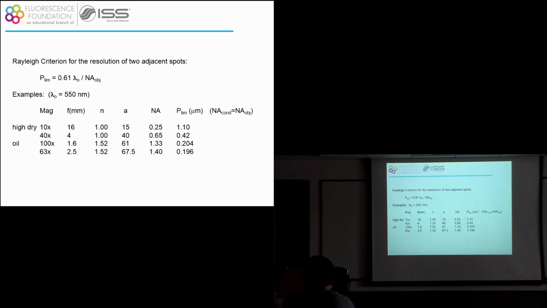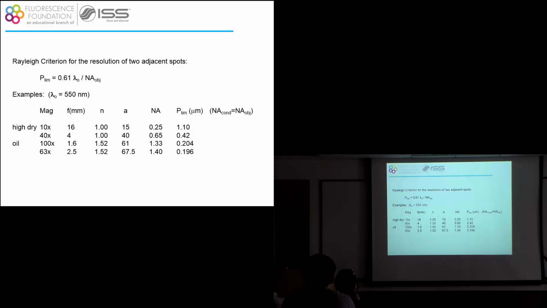This is a table that gives you some idea about the resolution that you can reach with different types of objectives. 10x, this is the magnification and the focal length. With oil, 100 times, 63 times. So your resolution, just plug it into the formula before, is about 200 nanometers, and this is the best resolution that you can get using this microscope.